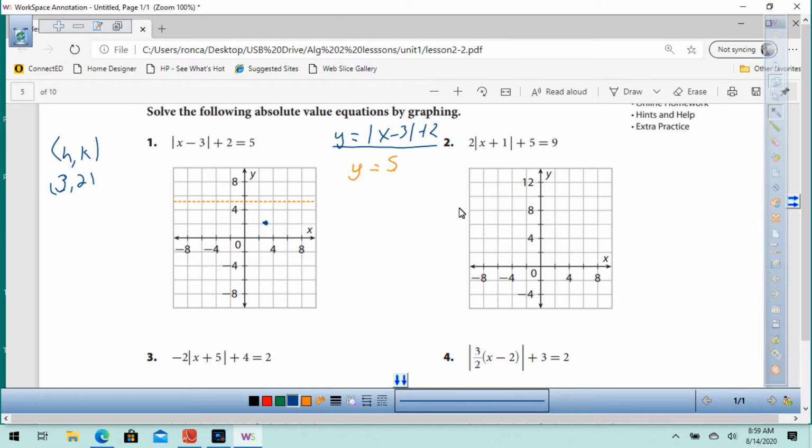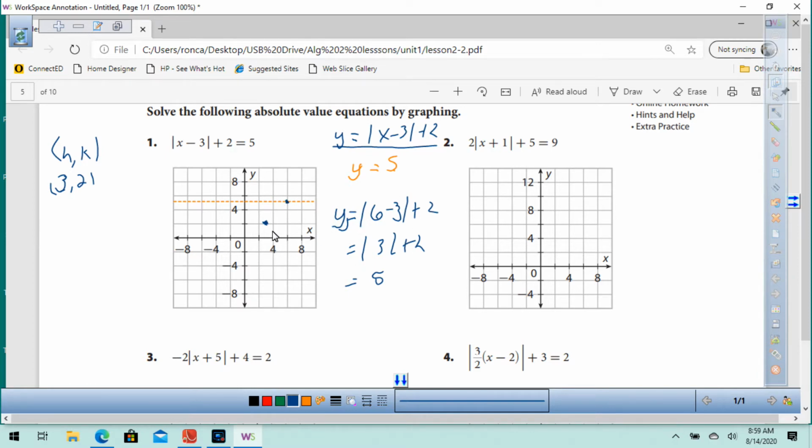so we got that. Let's use this point 4 here. Let's use 6. So y equals the absolute value of 6 minus 3 plus 2. And that's going to be 6 minus 3 is 3, plus 2. So that's going to equal 5. Absolute value of 3 is 3, plus 2 is 5. So we've got 6, 5, and that's going to be right there.